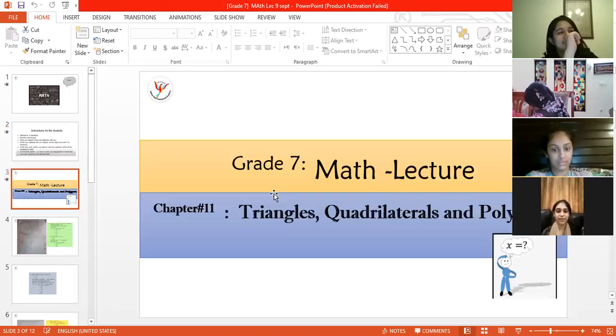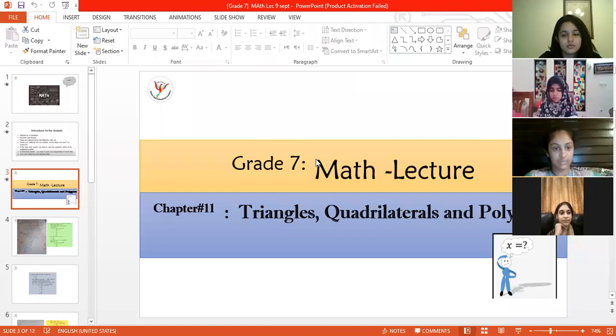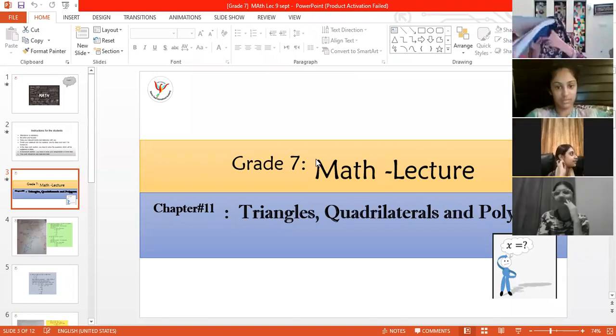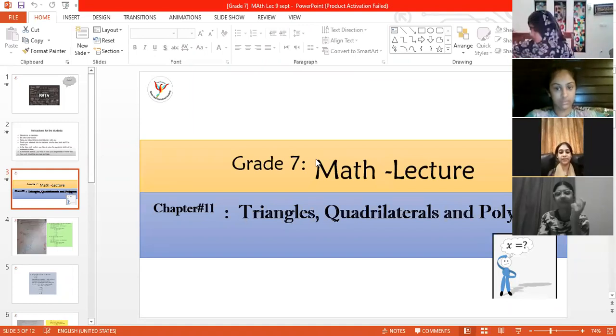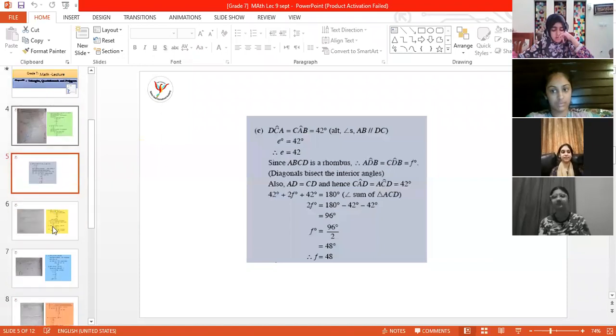You know that we have started our chapter number 11, which is triangles, quadrilaterals, and polygons. So far, in exercise 11A, we have discussed thoroughly about the triangles. Now we have started quadrilaterals, different types of quadrilaterals. We have already started exercise 11B, and we have done almost 7 questions of exercise 11B related to quadrilaterals and different types of quadrilaterals, polygon, rectangle, square, kite, rhombus.